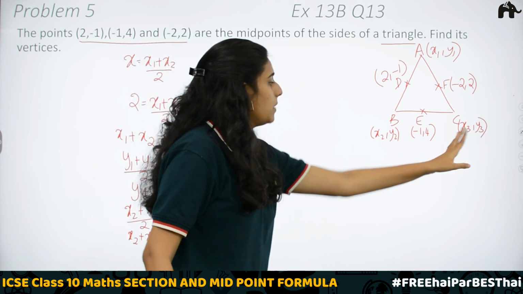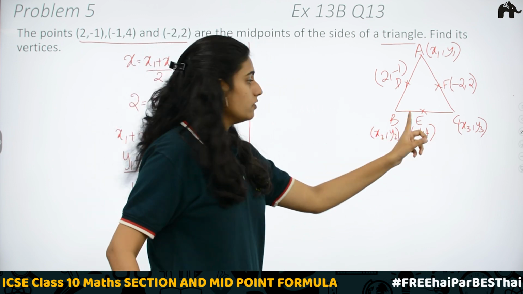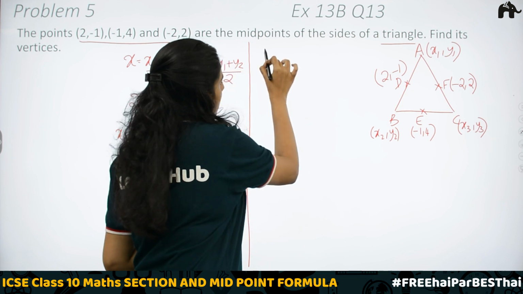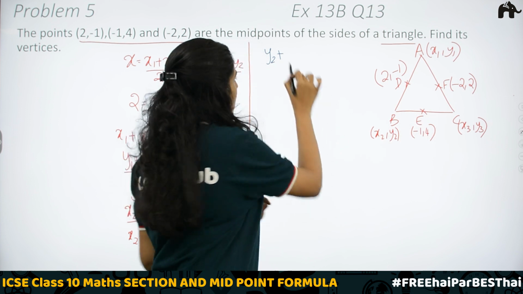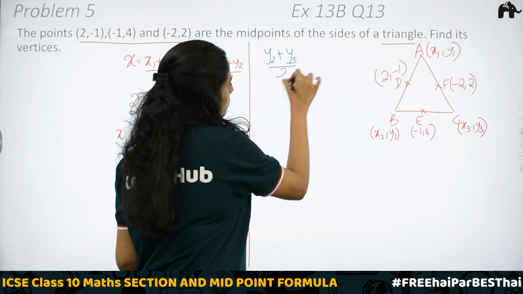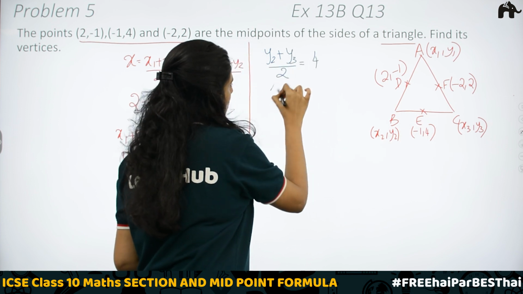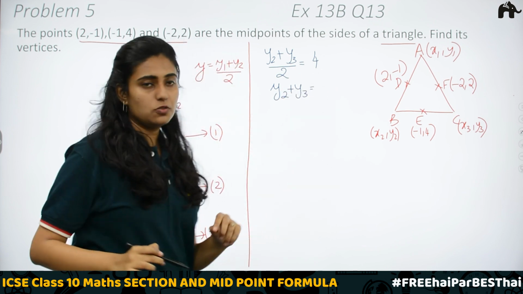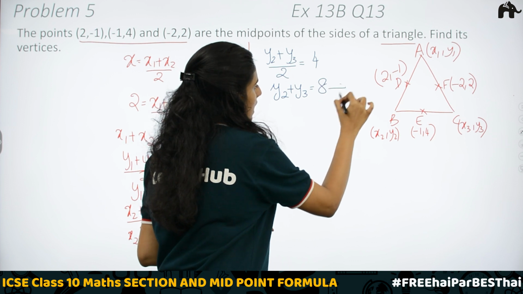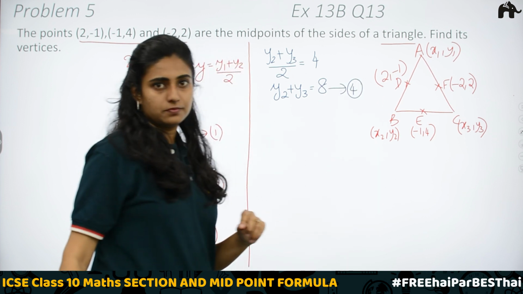Now, the y part. Here the y coordinate of the midpoint is 4. Therefore, (y2 plus y3) divided by 2 will be equal to 4, or y2 plus y3 is equal to 4 into 2, which is 8. Take this as equation 4.